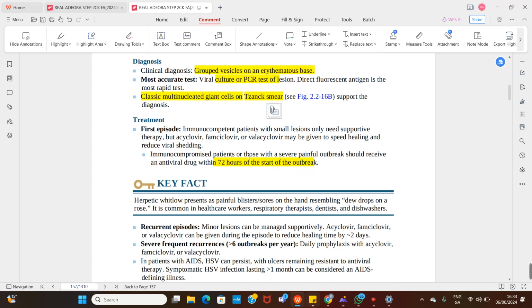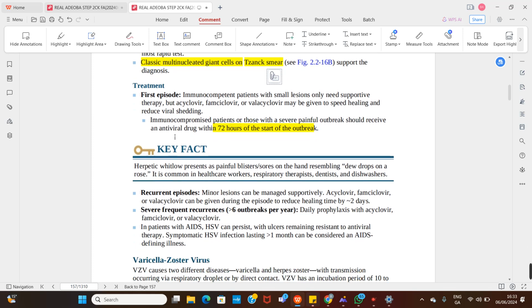So how do you treat? You have talked about diagnosis, that is clinical. You can do lab confirmation. But when it comes to treatment, most of the time, particularly if you are immunocompetent, you just give supportive therapy. But sometimes you might need to give acyclovir or valacyclovir, any one of them, just to speed up the healing process and limit viral shedding. It doesn't cause any harm. You can give it. So if it's small, it's only supportive therapy.